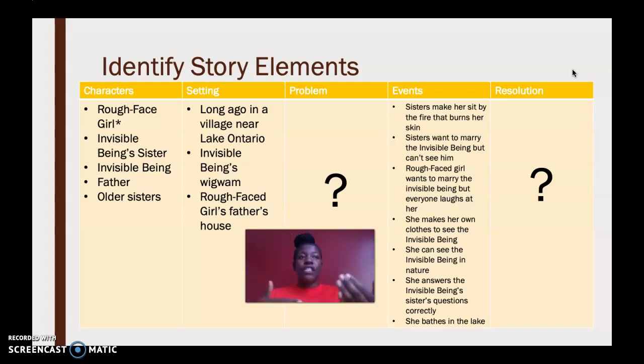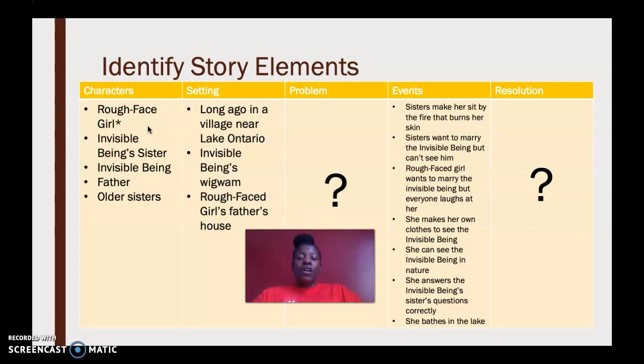What did the other Cinderellas have problems with? And how did the story end for them? That will give you clues for what to write for this story. So let's quickly go over the story elements. The character is Rough Face Girl. When there's a star beside the character, that means that is the main character. Other characters are the invisible being's sister, the invisible being, the father, and the older sisters.